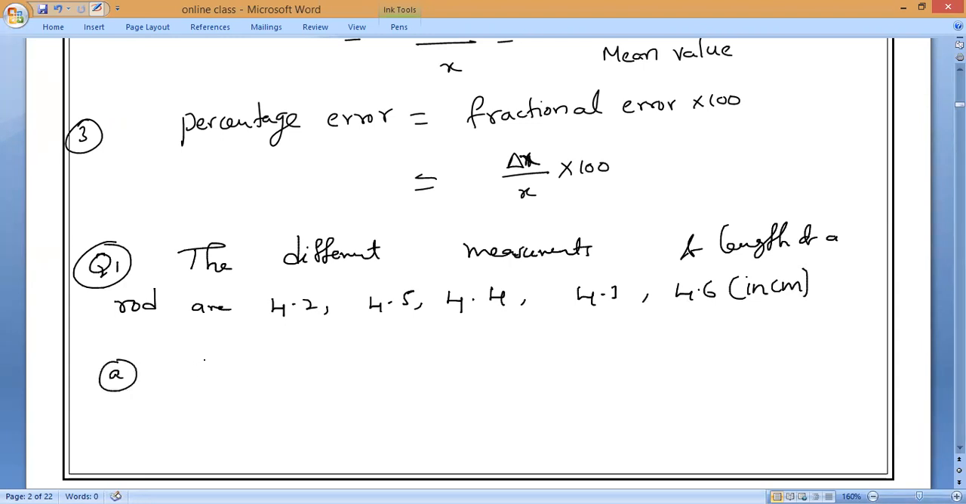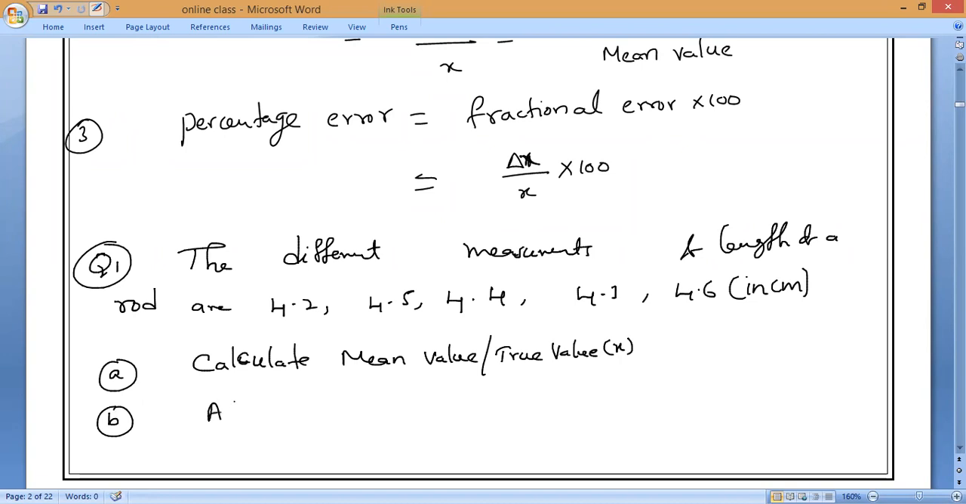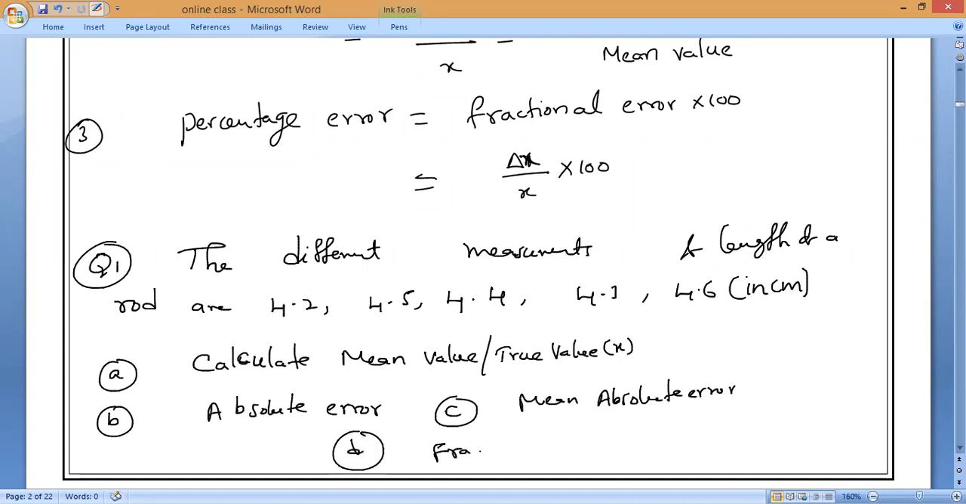Now first, calculate the mean value. Mean value means the true value, x. Next, find the absolute error. Third, the mean absolute error. Then the fractional error. And last, one more thing: the percentage error. Clear?